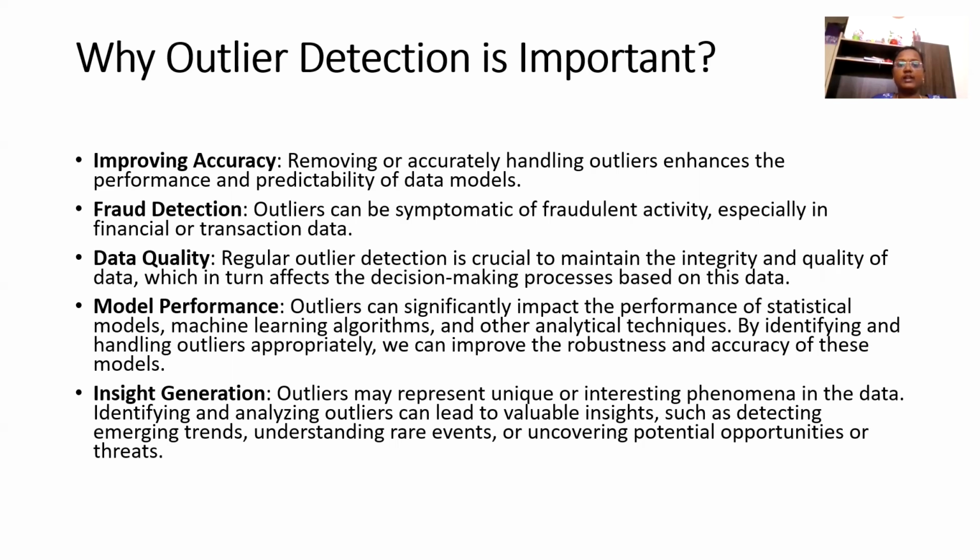And fraud detection: an outlier can be symptomatic of fraudulent activity, especially in financial or transaction data. And data quality: regular outlier detection is crucial to maintain the integrity and quality of data, which in turn affects the decision-making process based on this data. And model performance: outliers can significantly impact the performance of any statistical model, machine learning algorithm, and other analytical techniques. So by identifying and handling the outliers appropriately, we can improve the robustness and accuracy of these models.